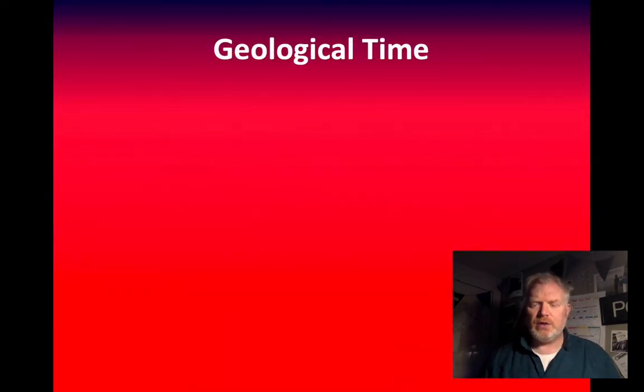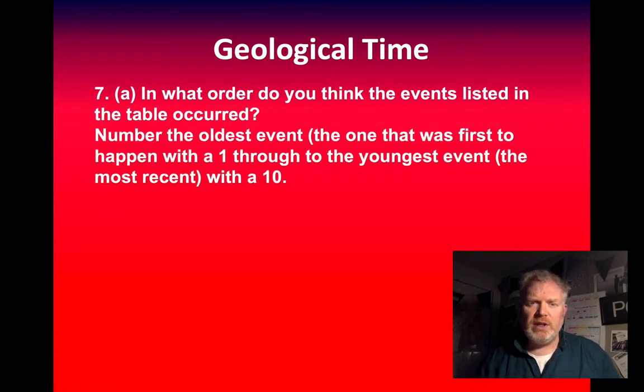The first job I'd like you to do is to think about some of the main events that have punctuated life on Earth. Now I've given you a list of these in the table at the top of page 14. What I'd like you to do is put these in rank order. I'd like you to think about which things must have happened first and which things must have happened more recently. I'd like you to number them with the oldest event ranked 1 and the youngest event, the one that's happened most recently, with a 10.